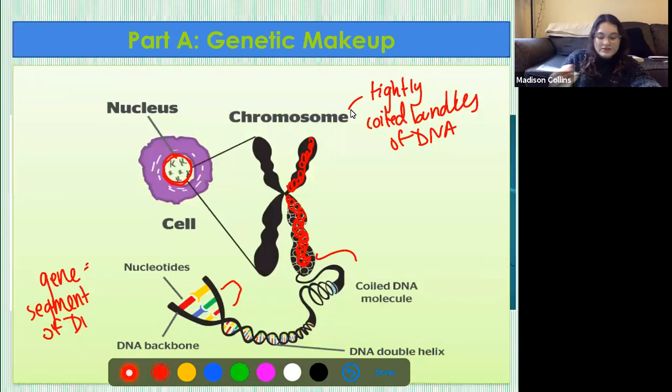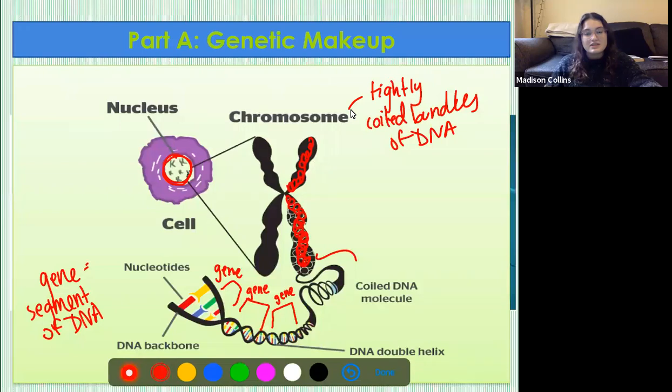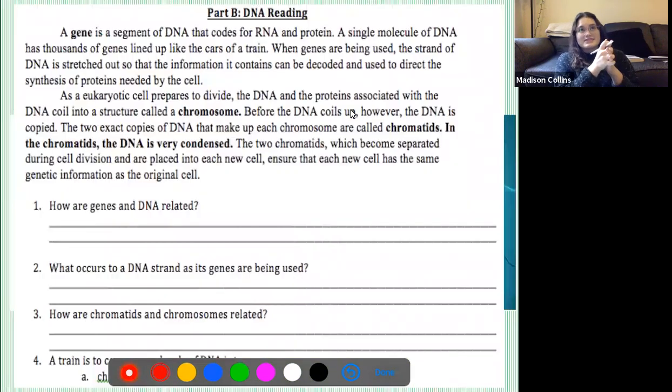So if we look at this coiled structure and we zoom in, maybe this is the gene that codes for hair color, and maybe this is the gene that codes for eye color, and this is the gene that codes for your skin color. Genes are just segments of DNA that are going to code for different traits in your body. So make sure that we are comfortable with this setup. Make sure you know that chromosomes are made up of DNA and genes are segments on that DNA. The first thing we're going to do, or I guess the second thing we're going to do today, is read a quick passage about what exactly DNA is, what genes are, where we find them, etc.